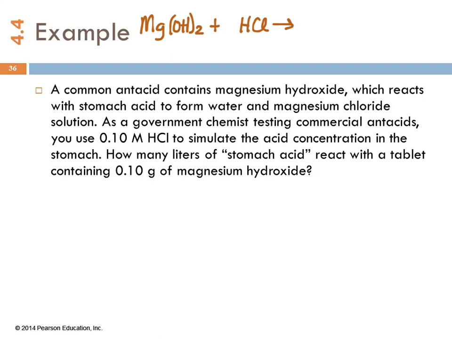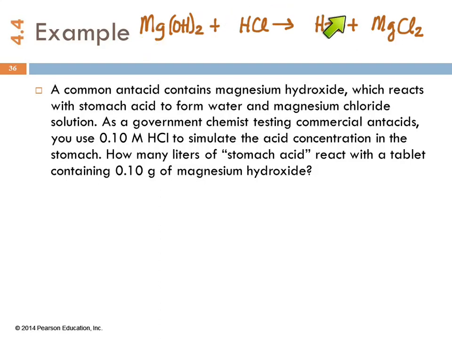And it says this is forming water and magnesium chloride. It's going to be MgCl2, because the chloride is -1 and the magnesium's +2. And so that's how we get this formula. And we need to balance the equation.